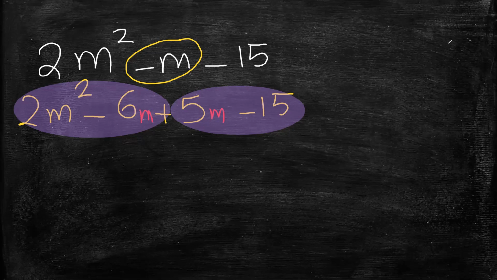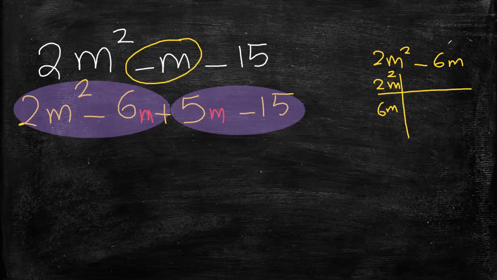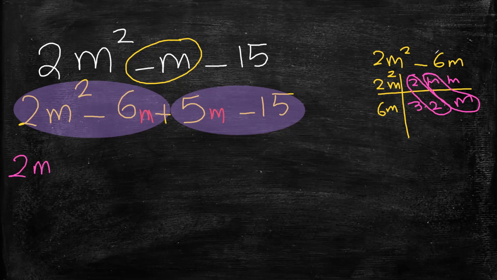So I want you now to find the GCF for the first purple circle and the GCF for the second purple circle. Now let's talk about 2m² minus 6m. Let's find the GCF here. Let's write the two terms here as 2m² and 6m. Then 2m² can be factored as 2 times m times m, and 6m can be 3 times 2 times m. So for the first polynomial, I can write the GCF as 2m. So let's have 2m as a common factor.